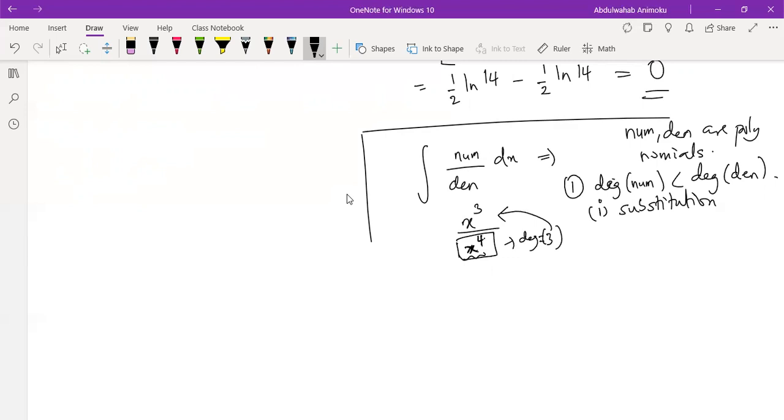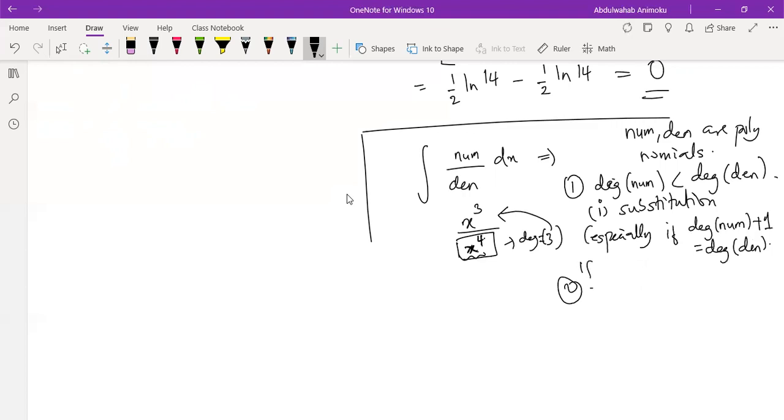When you find that the degree of the numerator is less than the degree of the denominator, try substitution, especially if the degree of the numerator is 1 less than the degree of the denominator, okay? So this is what you do. When the degree of the numerator is 1 less than the degree of the denominator, you use substitution.